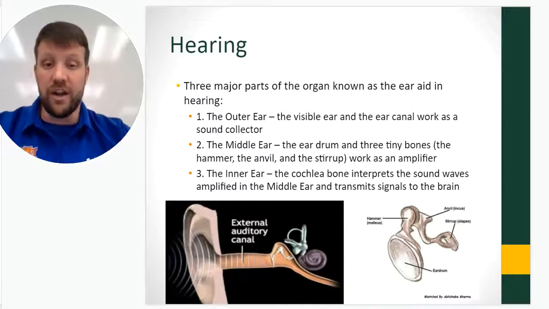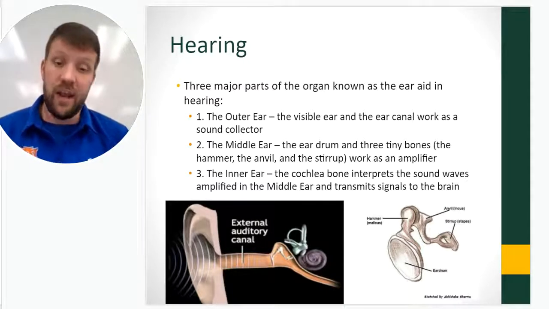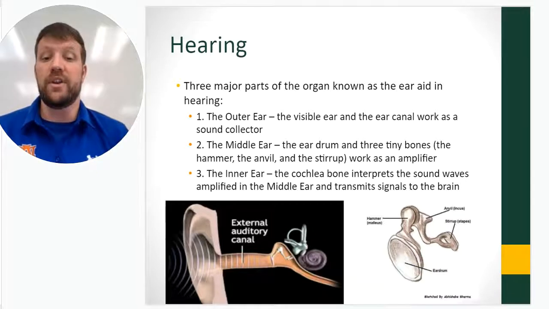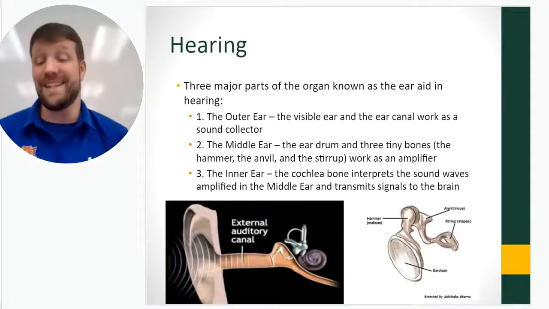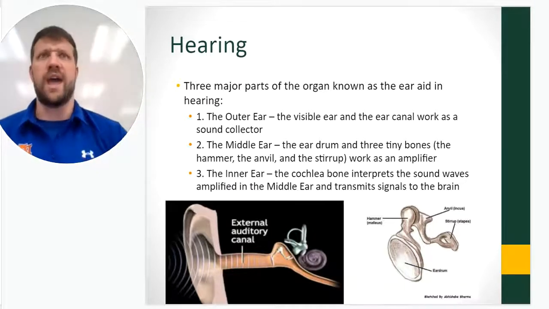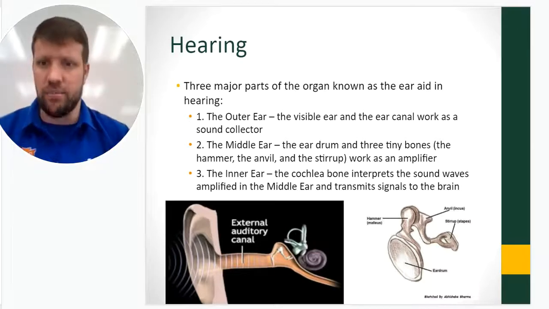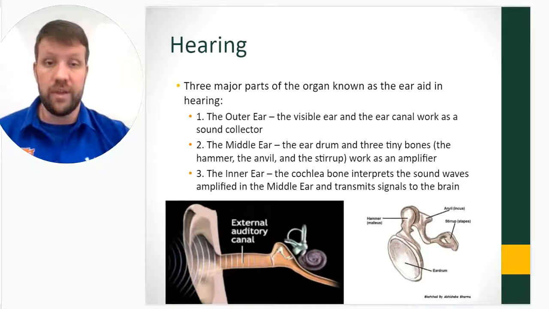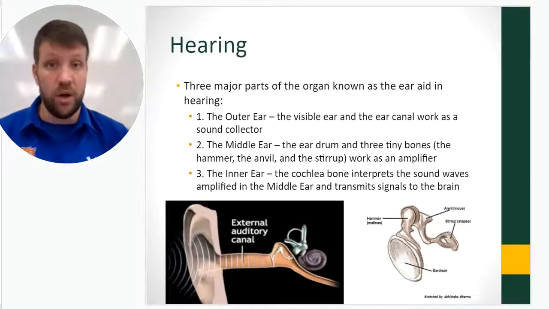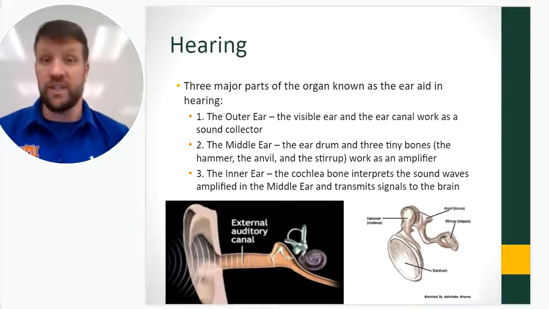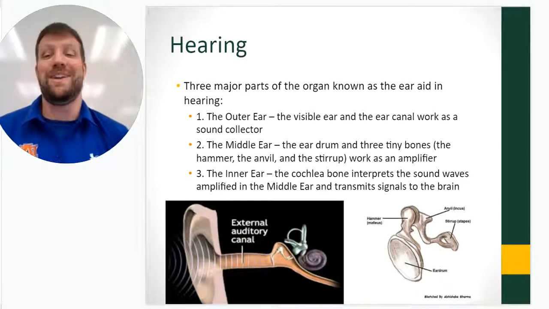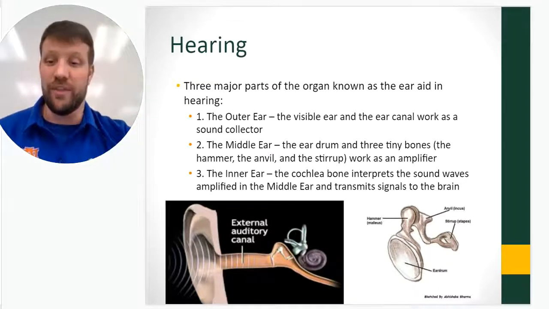And then the inner ear, there's a cochlea bone in there that interprets sound waves that are amplified in the middle ear, and it transmits that signal to the brain. So it says, okay, this sound means this, and then it sends it to your brain through an auditory nerve. And your brain interprets it, and you respond or think about something or just continue watching Netflix or whatever it is that you might be doing as you're listening to this stuff. That's what's going on there, right?